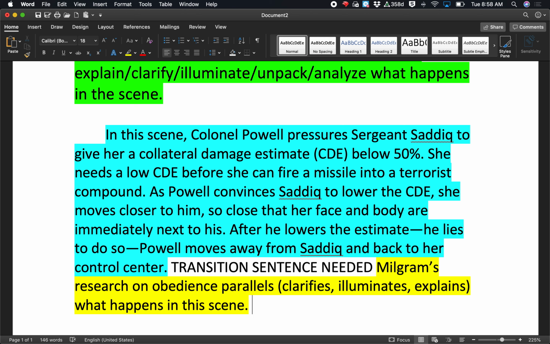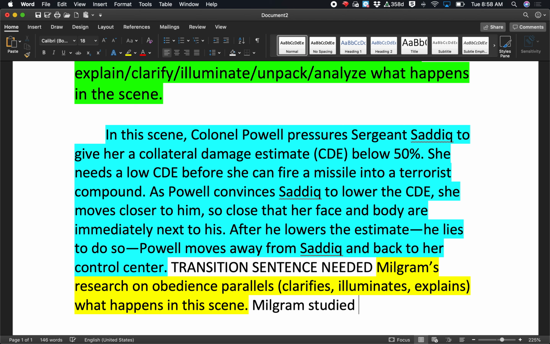And I'm still not jumping straight into the quotation. I need to contextualize Milgram, so it doesn't seem like I'm just dropping a Milgram quotation in like a parachute man, one of those toys that just drops right into the paragraph. So instead, I'm going to say, let's say, research on obedience parallels what happens in this scene.